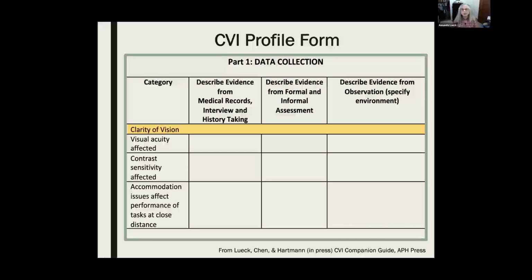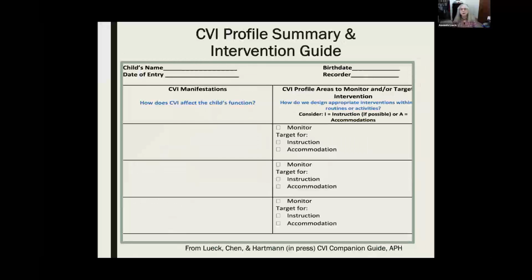Now, some people feel that these things are not affected by problems with damage to the visual brain, but that's not true. You can have no ocular problems, and these clarity of vision issues can be affected by brain-based visual impairment. Now, one of the things that you have to determine in doing interventions is, what do you do with the information that you collect? Some children may only have a couple of manifestations of CVI.